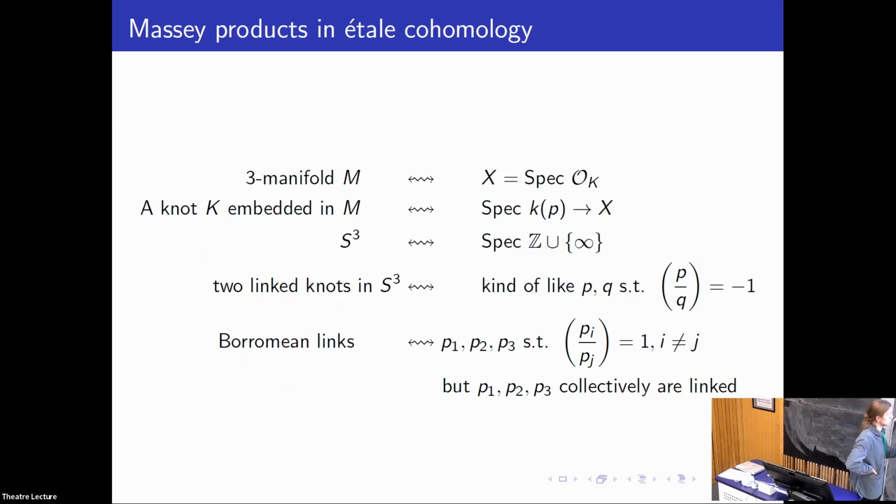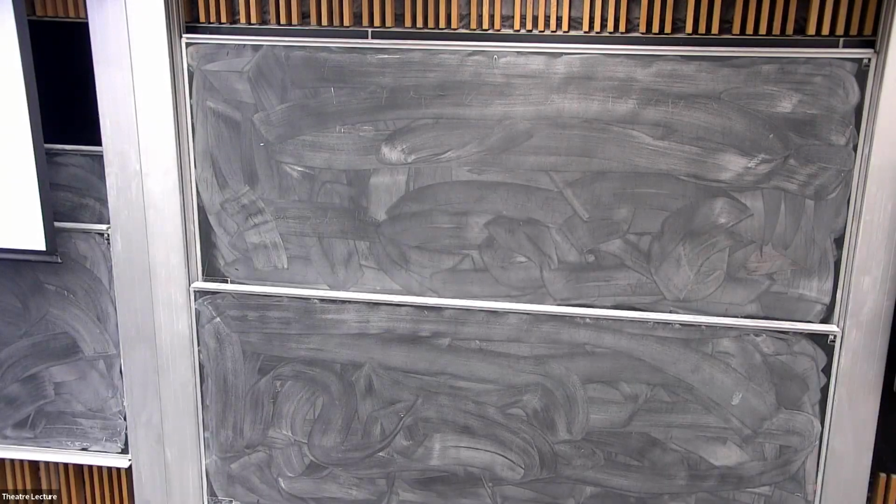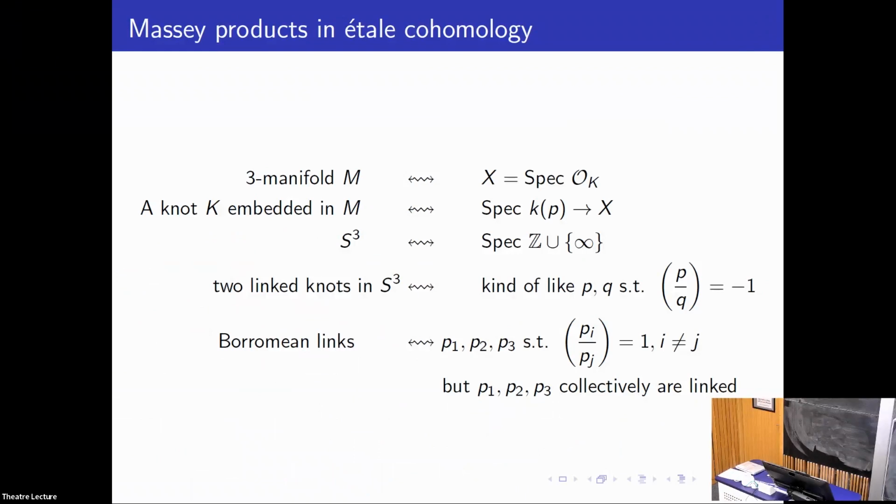And the analogy goes, as we've seen many times during this conference, that we should somehow view a 3-manifold M as being analogous to the Spec of the ring of integers of a number field. Usually you say that it's a totally imaginary number field, and if it's not totally imaginary, you need to compactify, but I will ignore this point. And further into this somewhat weird analogy, we should expect that a knot K embedded in M should be analogous to the inclusion of Spec of the residue field of a closed point into X.